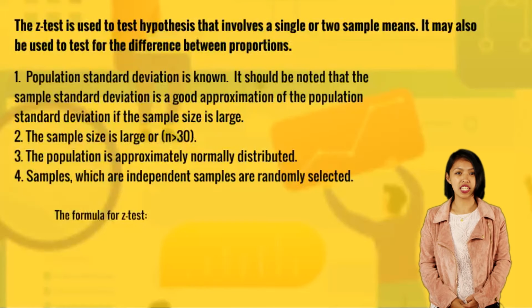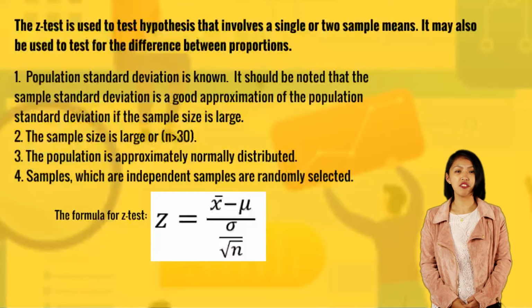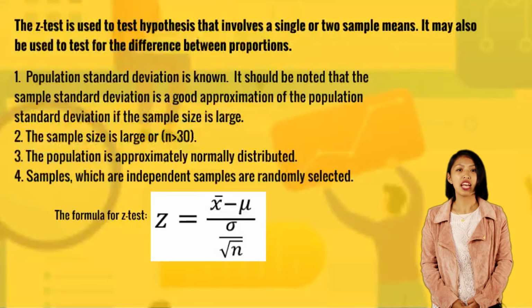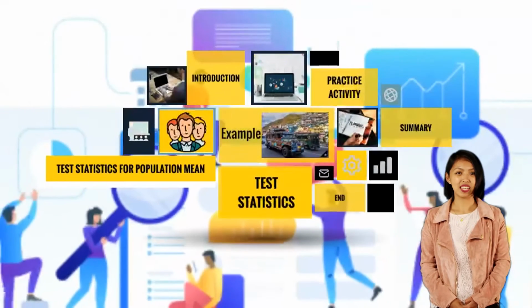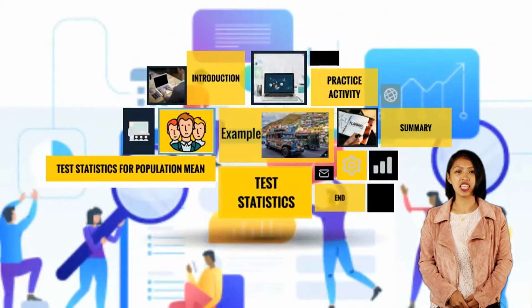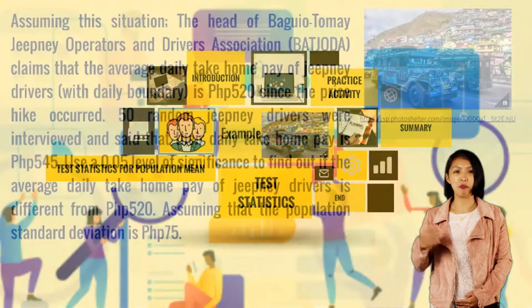The formula for Z-test: Z value is the difference of sample mean and the population mean, all over the population standard deviation divided by the square root of sample size. Let us see how Z-test is applied in this example.